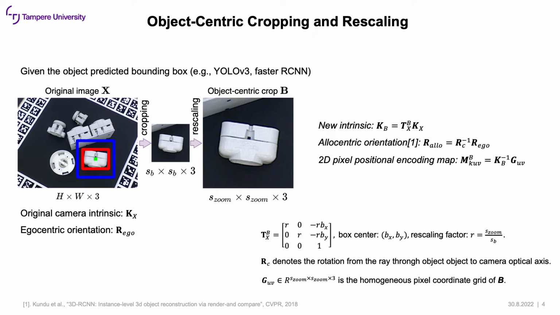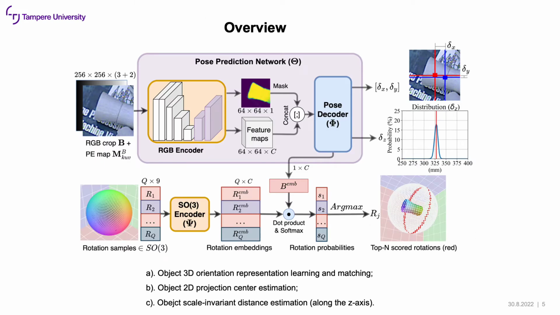Additionally, we can also obtain a 2D positional encoding map M by back-projecting the pixel coordinates using the calibrated camera intrinsic. Our network takes the object RGB crop and the 2D positional encoding map as input and outputs the object center projection offset, the object distance distribution, and a 3D orientation embedding vector of the object. The object 6D pose can then be recovered from these outputs.